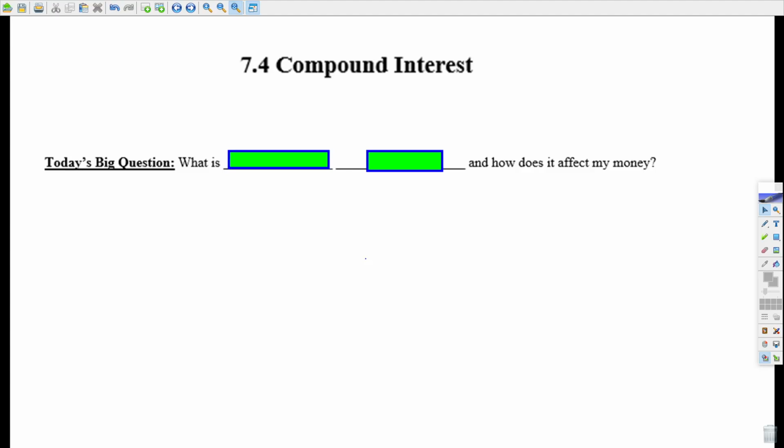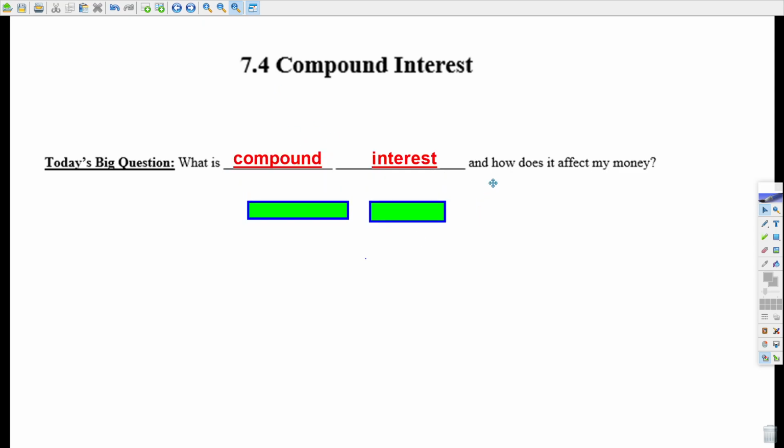We're now on 7.4 because 2 and 3 were the sections combined that we did, properties of powers, which was kind of like a review. This one is also going to have some powers in it, but it's also going to talk about some money and something called compound interest. So what is compound interest, and how does it affect your money?